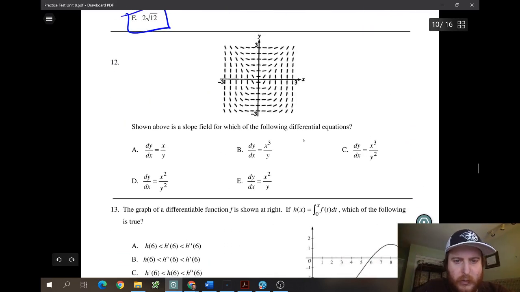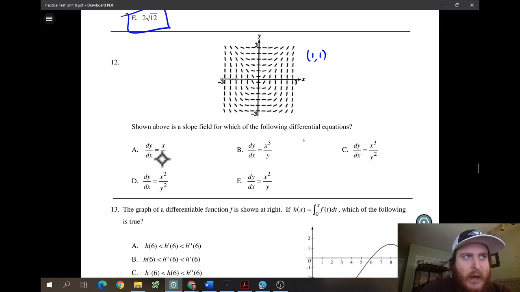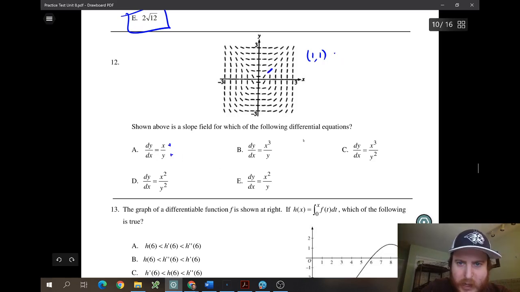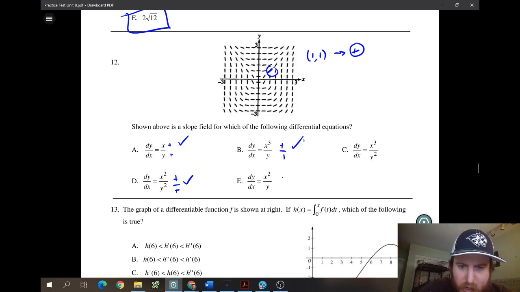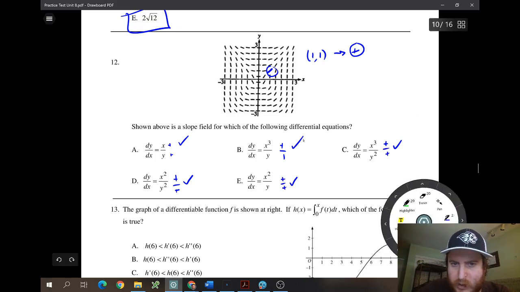All right, next we have a slope field one. I told you guys I like to plug in one from each quadrant. So first I'm going to plug in something from 1, 1. So x over y is going to be positive over positive, and at 1, 1 we want a positive. So this one is in play. 1 squared over 1 squared is positive over positive, still in play. 1 cubed over 1 is positive, still in play. 1 squared is positive over positive, still in play. And 1 cubed is positive over positive, still in play. So this quadrant didn't help us out a lot. That's okay. We'll move on to the next one.